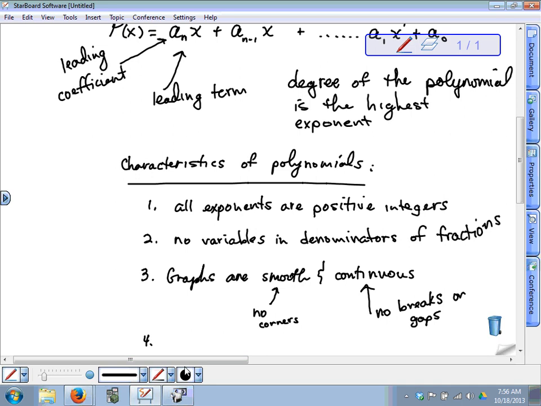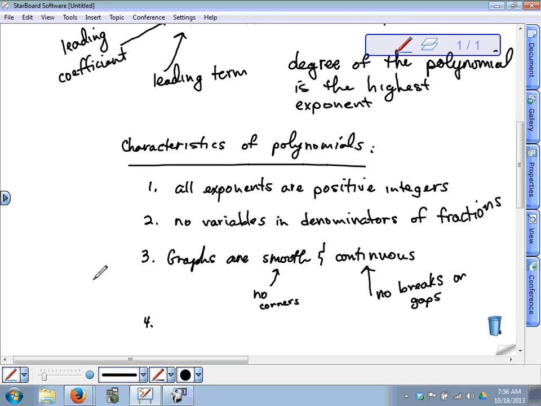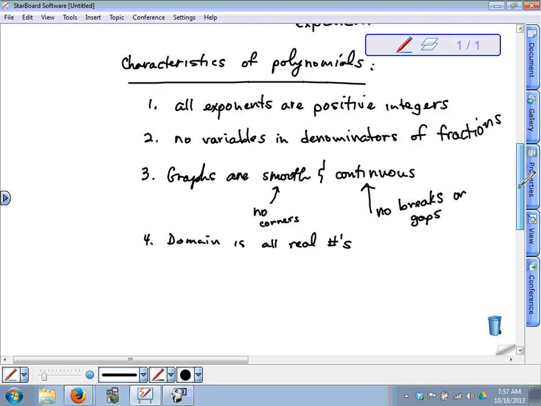Fourth thing, this is kind of nice actually, the fourth thing about polynomials, and this is true of any polynomial of any degree, the domain is all real numbers. For any polynomial of any degree.